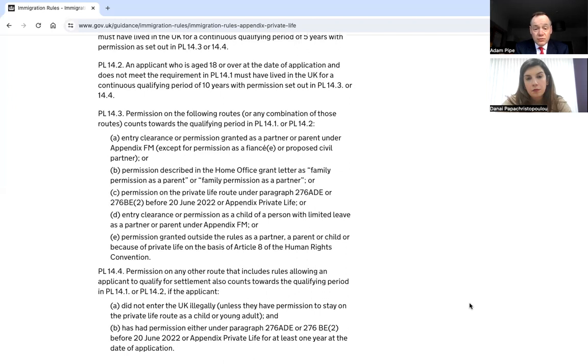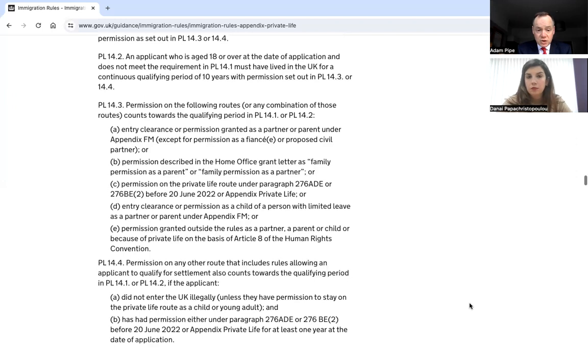Permission on the private life route under paragraph 276ADE or 276BE2 before 20th of June 2022. That's when the new rules came, or Appendix Private Life. Entry, clearance, or permission as a child of a person with limited leave as a partner or a parent under Appendix FM, or permission granted outside the rules as a partner, a parent, or a child because of private life on the basis of Article 8 of the Human Rights Convention.